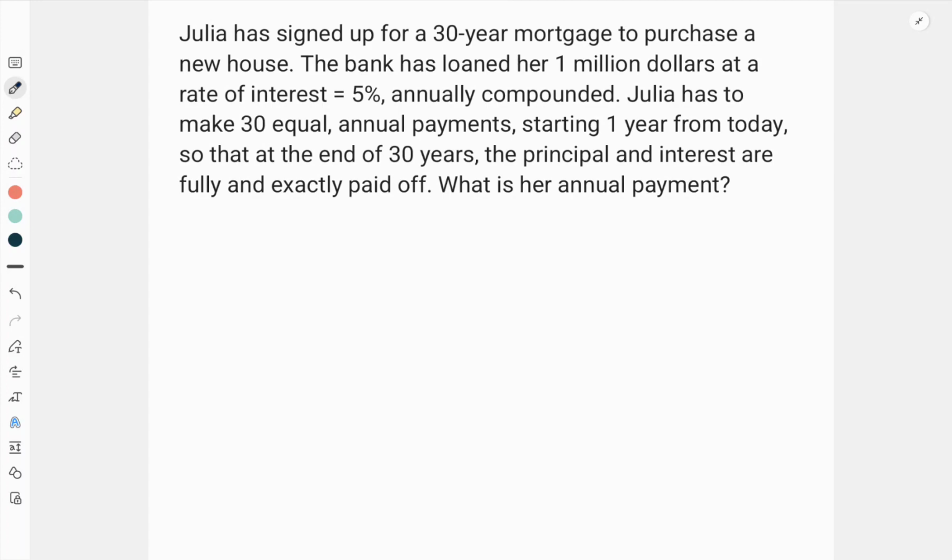So Julia has signed up for a 30-year mortgage, fairly common in the US, to purchase a new house. The bank has loaned her $1 million. I'm just picking a simple number here, but it could be more or less. 1 million is quite a lot of money. At a rate of interest of 5% annually compounded.